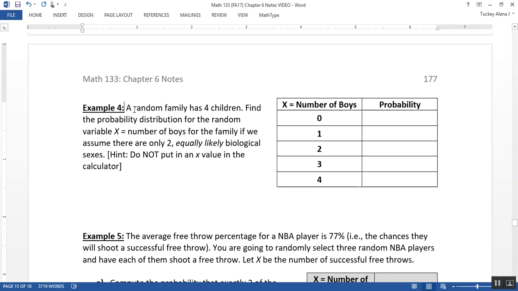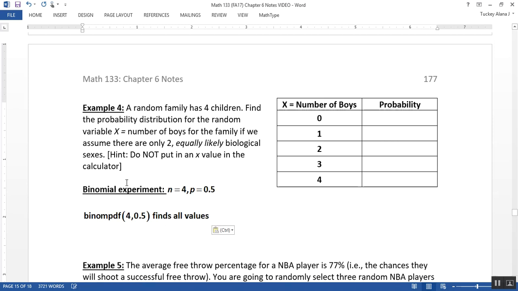So we have a random family that has 4 children. We're going to find the probability distribution for the random variable x equals the number of boys for the family if we assume there are only 2 equally likely biological sexes. And I'm going to give you a hint. Don't put anything into your calculator, any x value, into your calculator.